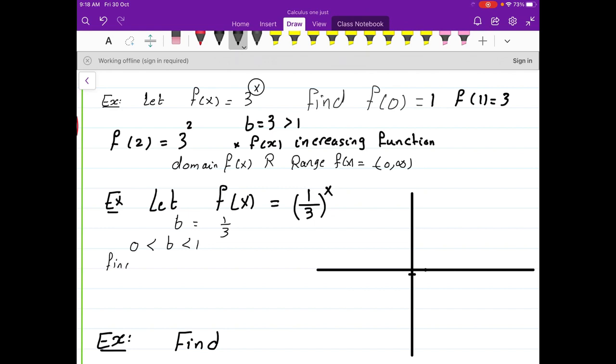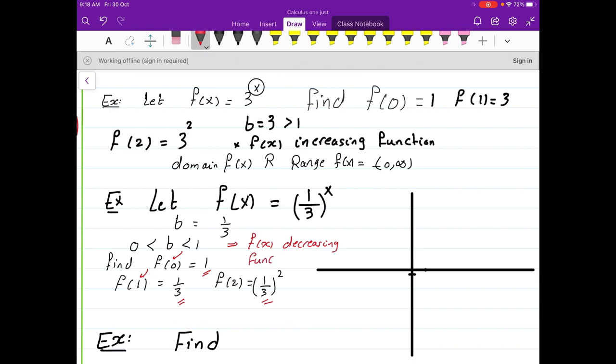If you want to find f of 0 equals 1, f of 1 equals 1 over 3, f of 2 equals 1 over 3 squared. When x increases, notice that the image decreases. This means that when b is between 0 and 1, the function f of x will be a decreasing function. Now, what is the domain? The domain will be R, the same. And what is the range? It will be from 0 to infinity. So note the difference between the function f of x equals 3 to the power x and f of x equals 1 over 3 to the power x. This function will be decreasing.